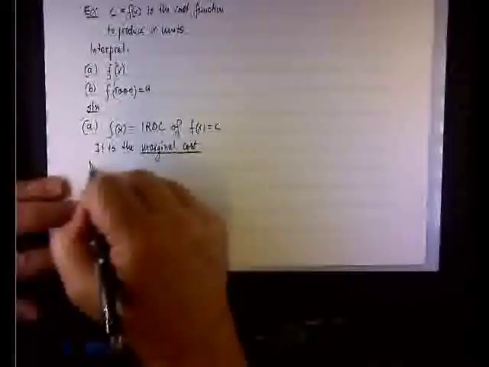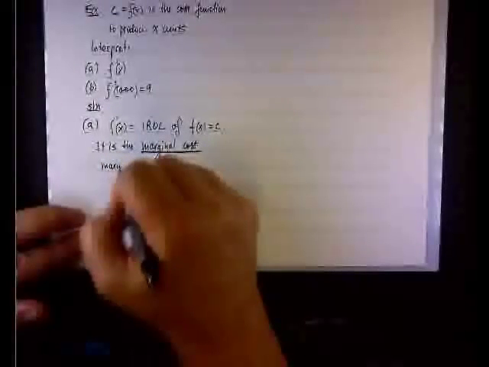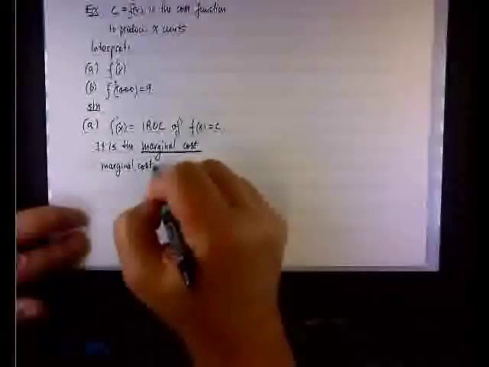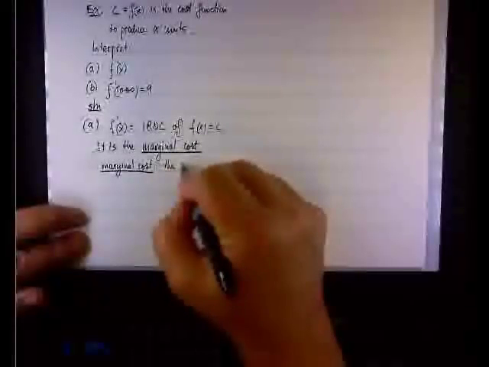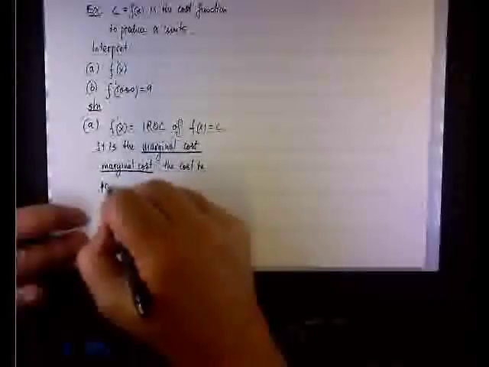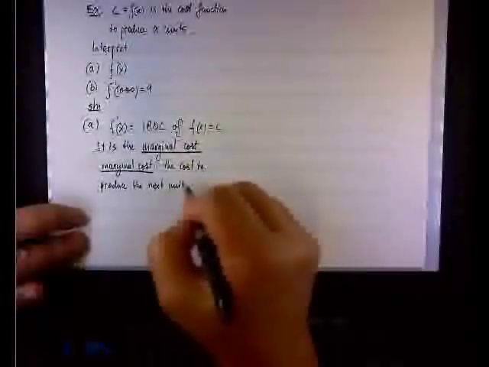Okay, let's go and answer part B. Actually, let me write the comment that I just said. What is the definition of the marginal cost? Before we go on, I better explain that. The marginal cost is defined, it's a layman's definition, but it's sufficient for our purpose. Marginal cost: we're going to say it's the cost to produce the next unit. Okay.